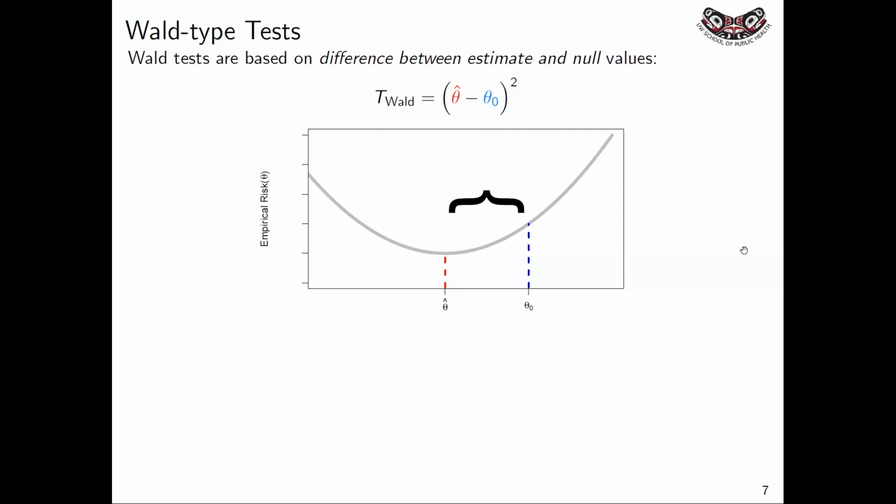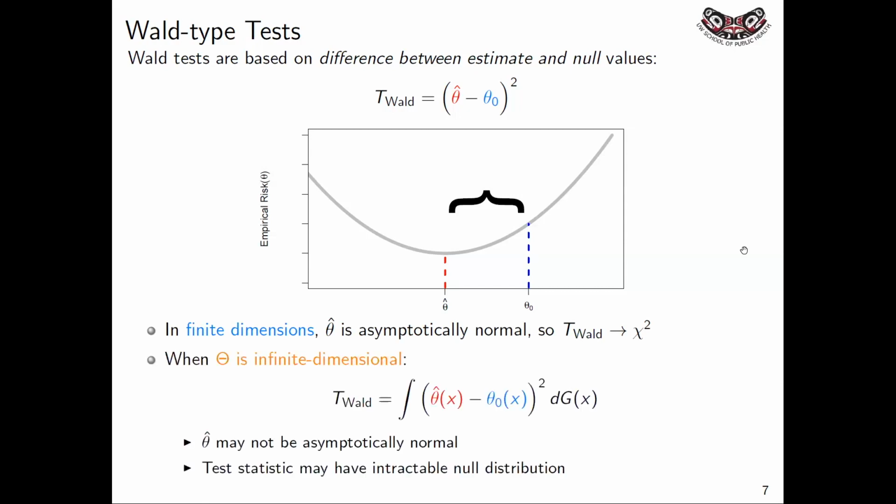So we could do a Wald test, and in finite dimensions, we know that this asymptotically converges to a chi-square distribution. It's easy because theta hat is normal, the test statistic becomes chi-squared, and we could do testing. In infinite-dimensional settings, where the test statistic could be defined as the integral of theta hat minus theta naught over the space that we're considering, theta hat might not be asymptotically normal. And then we can't do inference very easily.